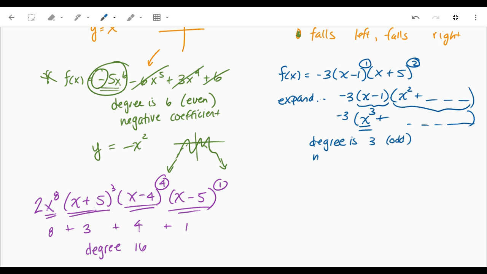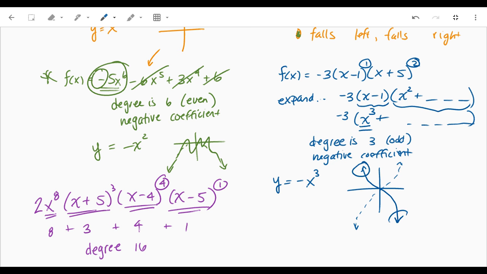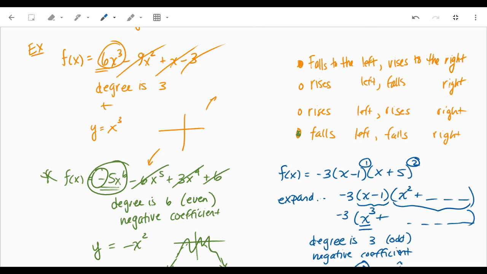And we have a negative coefficient. So this guy is going to operate much like y equals negative x cubed. It's going to have the same end behavior. So your negative cubic, well, x cubed, I almost started drawing x cubed. This is what x cubed looks like. So we're looking like this, negative x cubed, right? It flips. So we're going to have the same end behavior as this guy, which means rising to the left, falling to the right. So that's what I would bubble in for that one. All right.